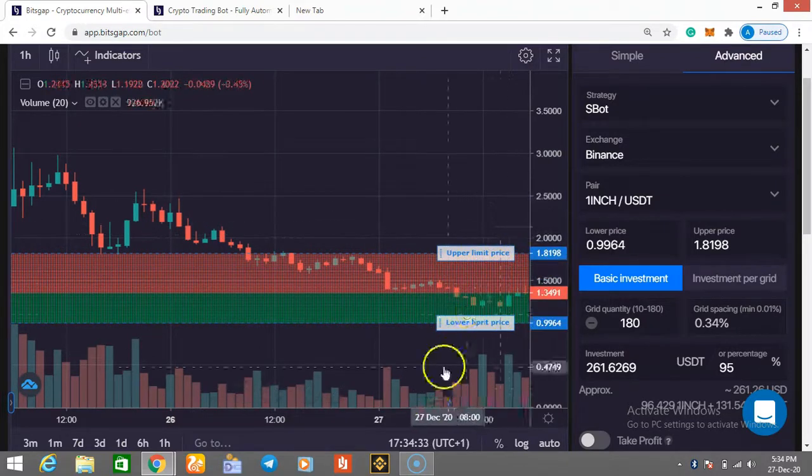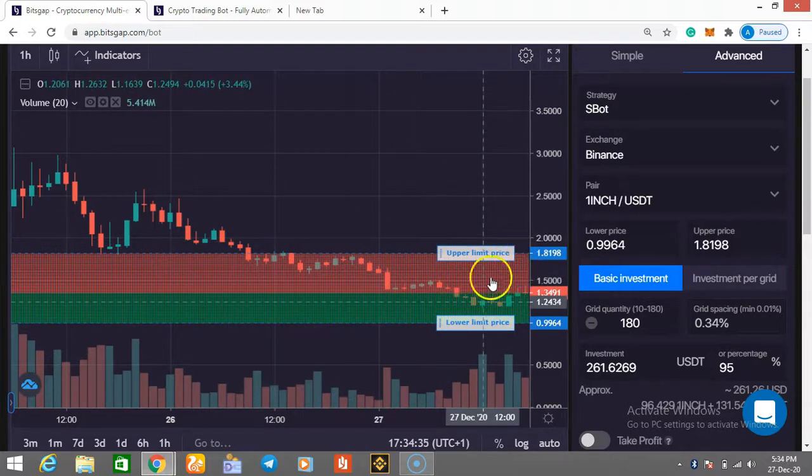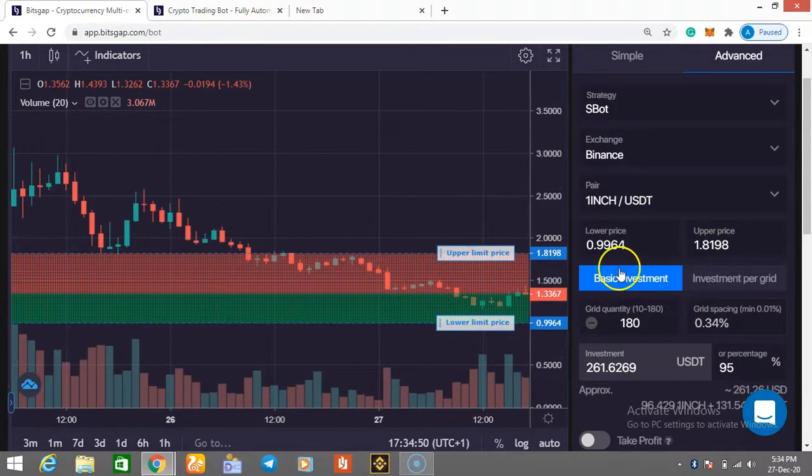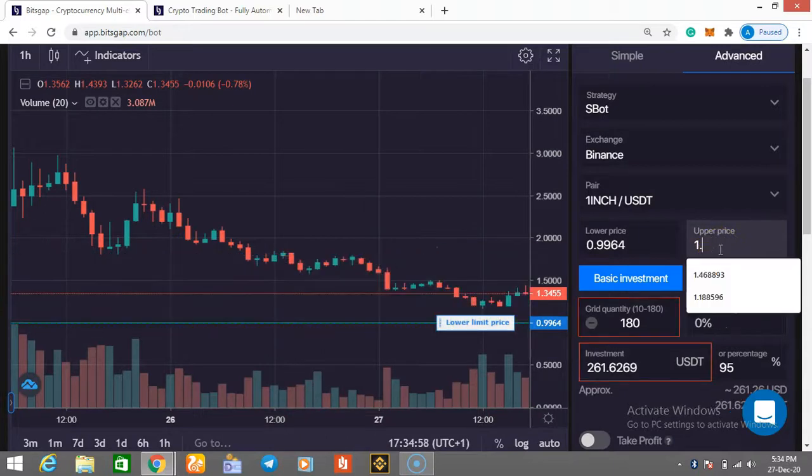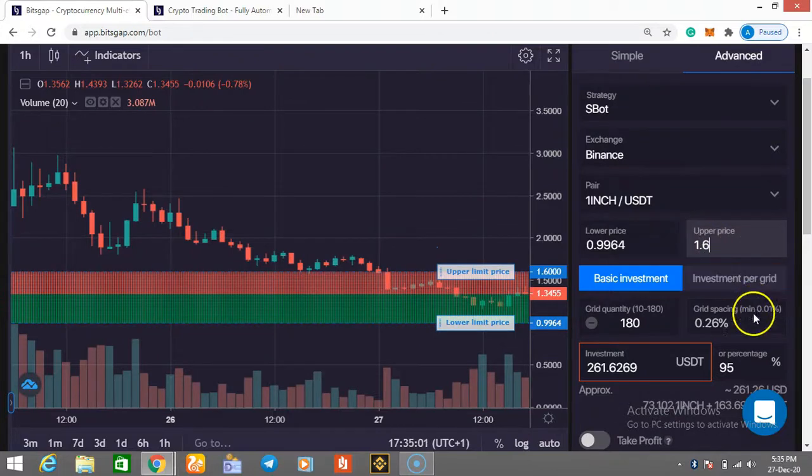So if that's the case, then your investment will be distributed evenly along this range. So every time there is a slight price fluctuation, because the grid spacing is at 0.34, definitely this is a high frequency setup. But if you now want to increase the frequency, what you can do is to reduce this upper range. You can reduce this upper range by, let me make it 1.6. Of course, this has reduced drastically.